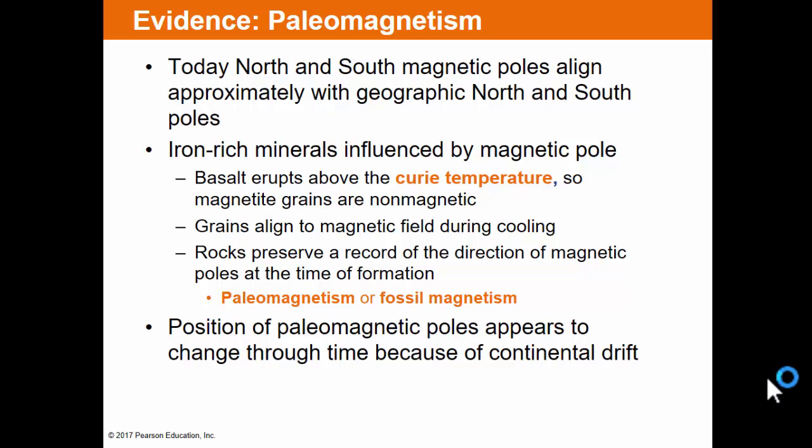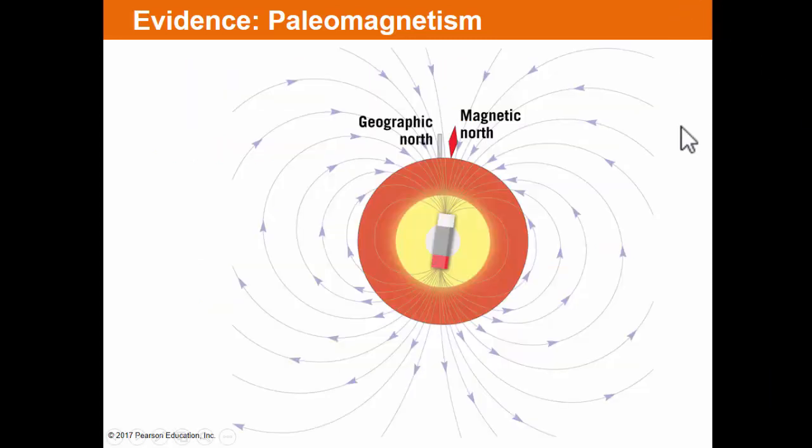And those magnetite grains, when they cool, align themselves to the current magnetic flux of the Earth with the north and south poles. The positions of paleomagnetic poles have appeared to change throughout time. And what that means is, as we look at different pieces of magnetite that are older, they tend to point to different locations on the Earth. And there was a time when scientists believed that that was a thing known as pole wandering, that the magnetic North Pole actually moved.